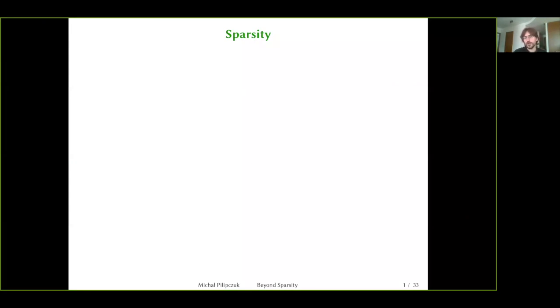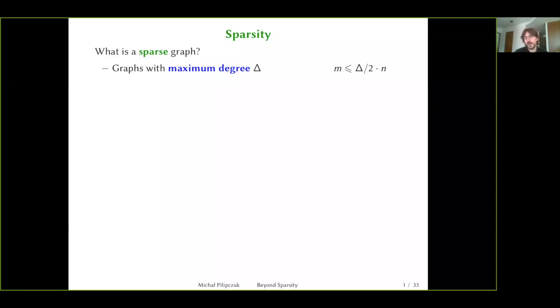Okay, so when we are talking about sparsity in graphs, we first need to understand what it means that a graph we are given is sparse. Let's look at some examples. Definitely, graphs of maximum degree, say 3 or 10 or maximum degree delta, should be considered sparse, for any reasonable definition of sparsity. Such graphs have a moderate number of edges, in the sense that the number of edges m is bounded by the number of vertices n times delta over 2.